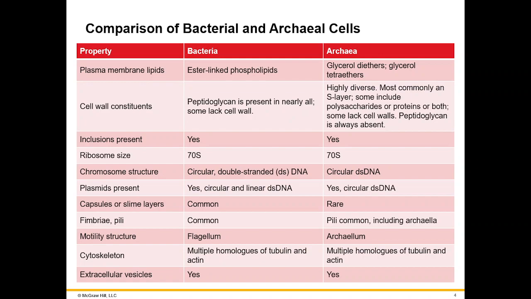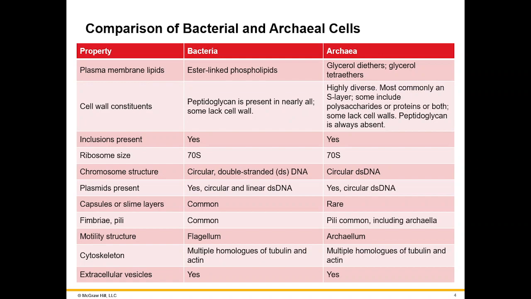So both have protein homologs of tubulin and actin. Tubulin and actin are the cytoskeletal elements in eukaryotic cells. And yes, both of them produce extracellular vesicles. So as you can see, there are some points that are similar with the bacteria. That is why we originally mistook them for a single group.